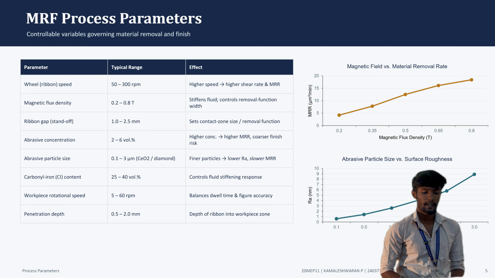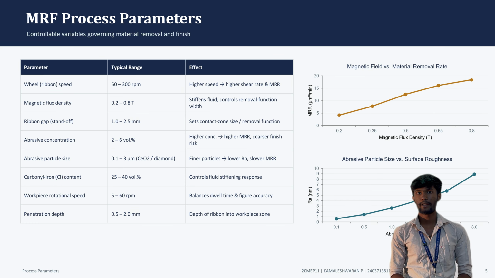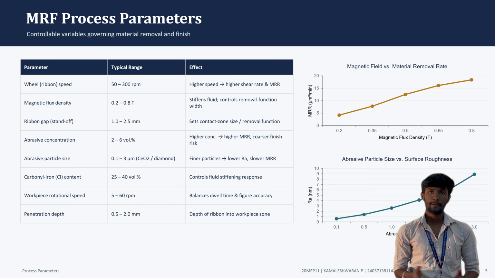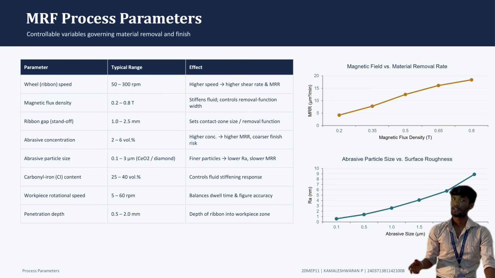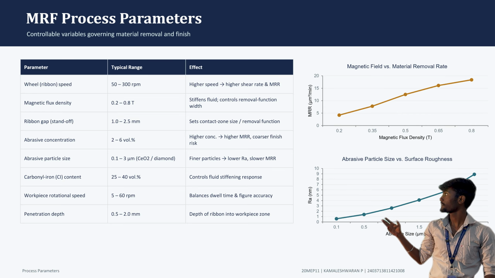Everything relates to the material removal rate. When everything increases, the material removal rate decreases. They are inversely related. Some of the process parameters of MRF are the wheel speed, magnetic flux, and ribbon gap.